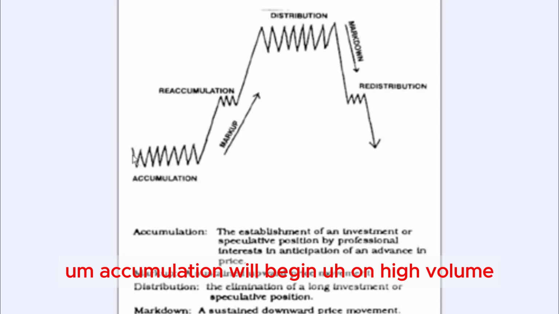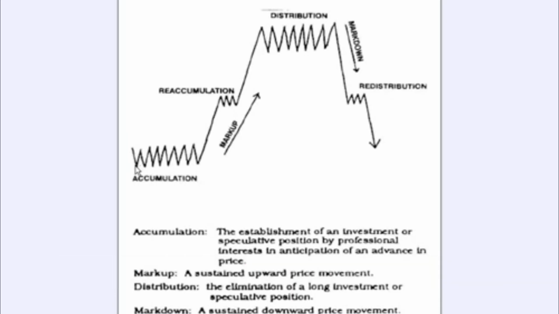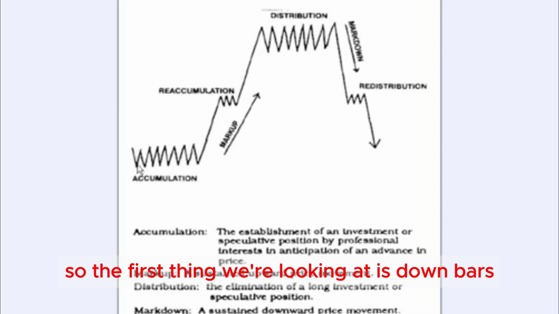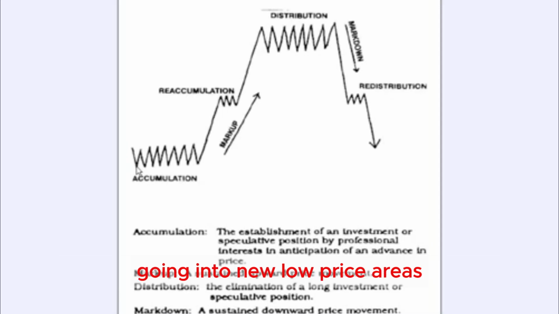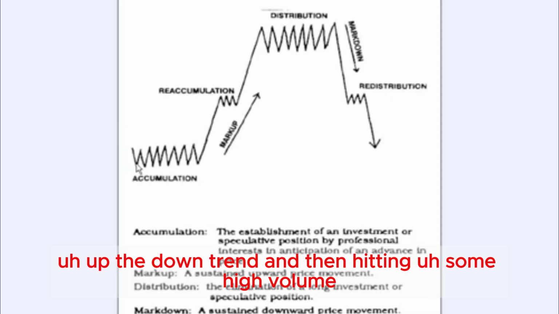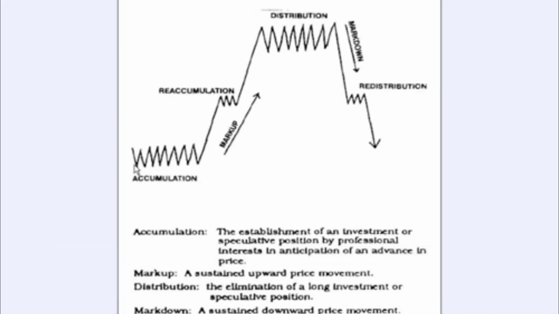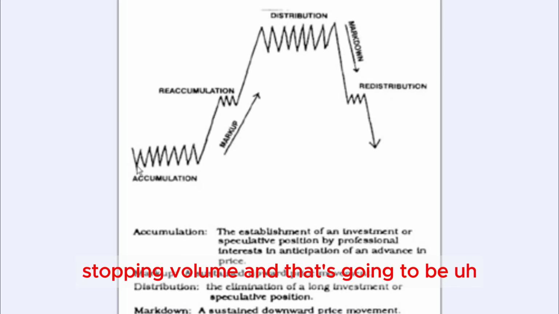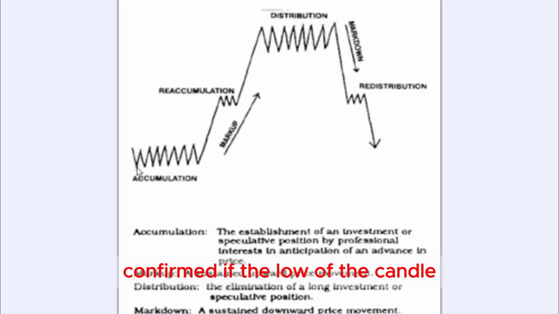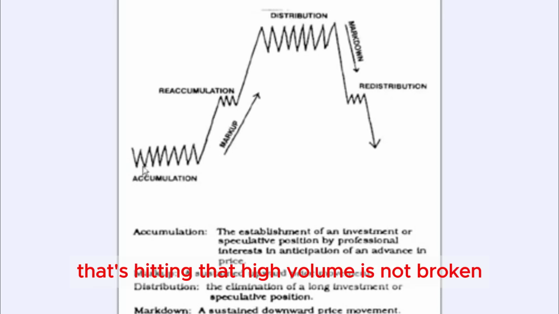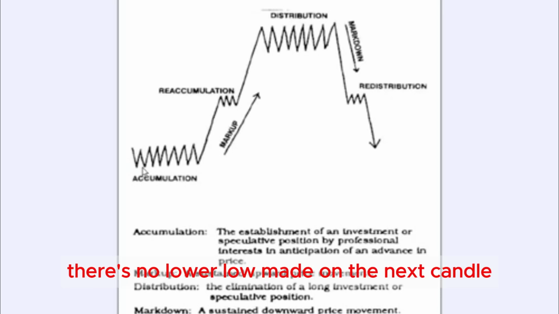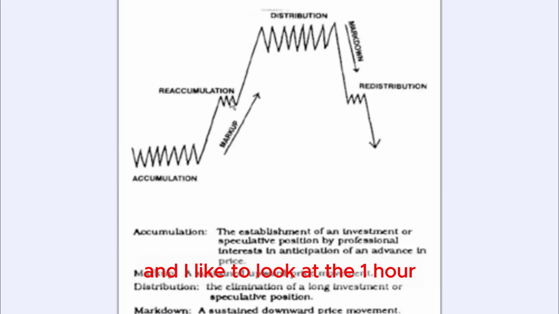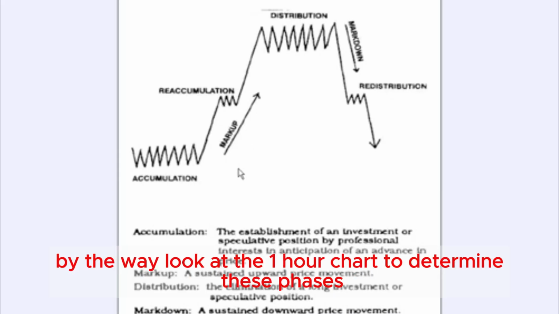Accumulation will begin on high volume. So the first thing you're looking at is down bars going into new low price areas, down the downtrend, hitting some high volume, what we call stopping volume, and that's going to be confirmed if the low of the candle that's hitting that high volume is not broken. There's no lower low made on the next candle. And I like to look at the 1 hour, by the way. I'm looking at the 1 hour chart to determine these phases.